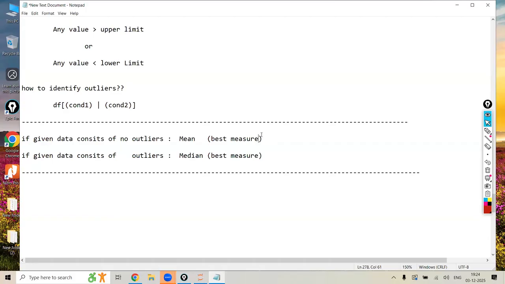Now, in which case do you replace with mean and in which case with median? If there are no outliers, we go with the replacement with the mean. If the data consists of outliers and at the same time we have to keep the outliers as they are, then with what value do we replace? Median.